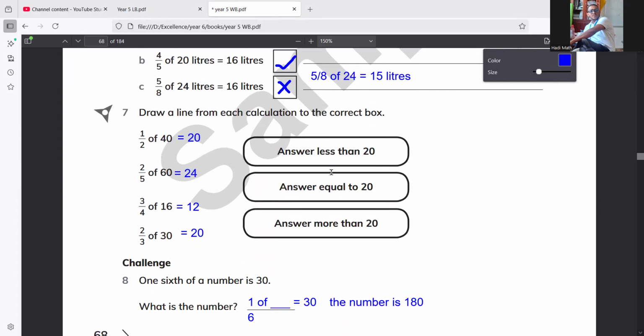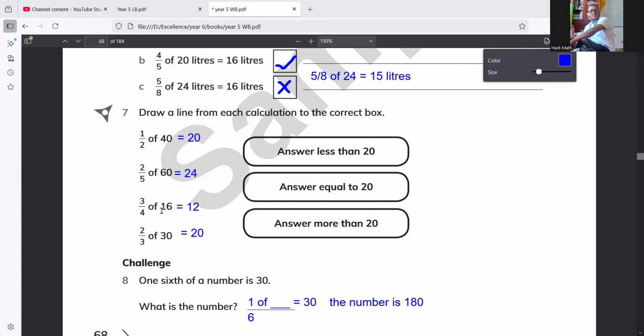Go to question number 7. They say draw a line from each calculation to the correct box. Like they give us 1 over 2 of 40. 1 over 2 of 40, we find it first. We say 40 divided by 2 is equal to 20, and 20 multiplied by 1 is equal to 20. Then we go find 2 over 5 of 60. 60 divided by 5 is equal to 12, and 12 multiplied by 2 is equal to 24.